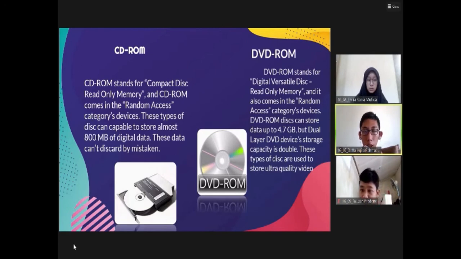And number 2 is DVD-ROM. DVD-ROM stands for digital versatile disk read-only memory. It also comes in the random access category of devices. A DVD-ROM disk can store data up to 4.7 GB, but the storage capacity of a dual layer DVD is double. These types of disk are used to store ultra quality video.